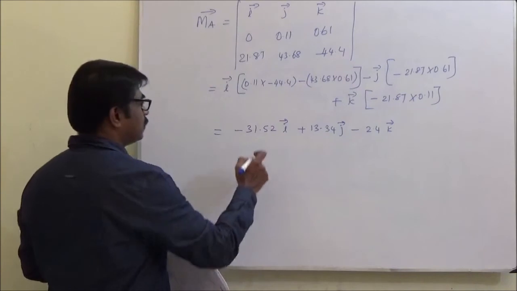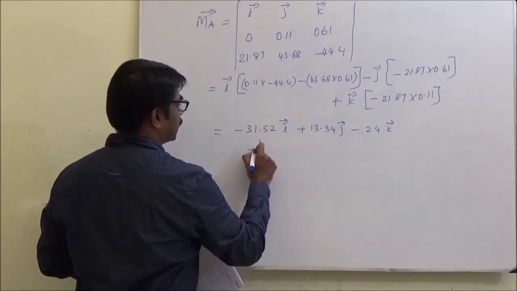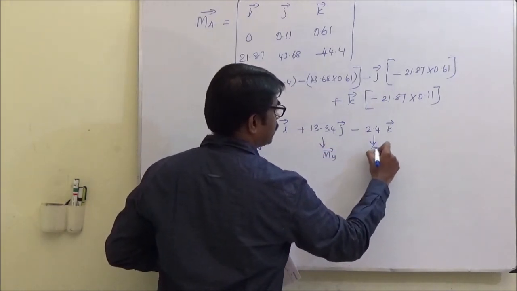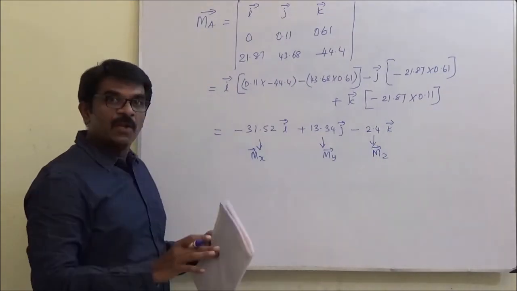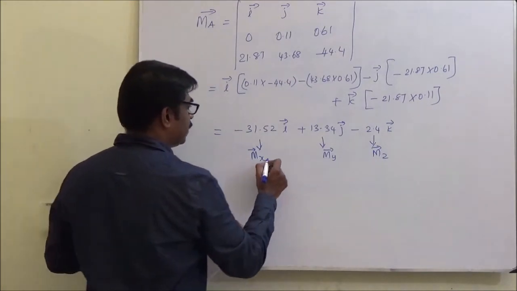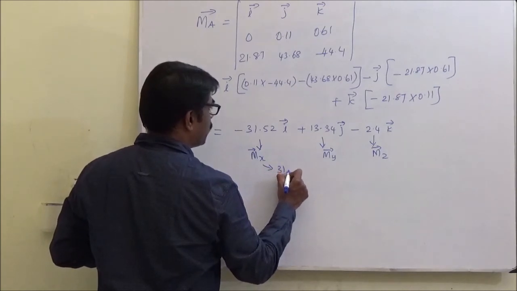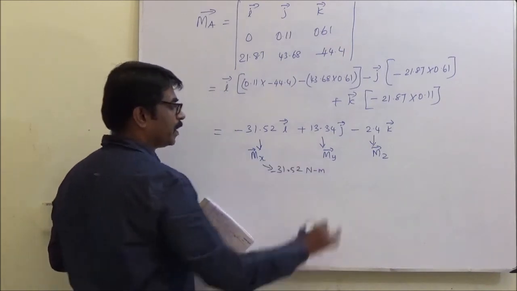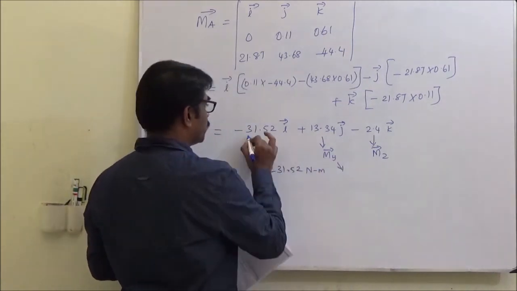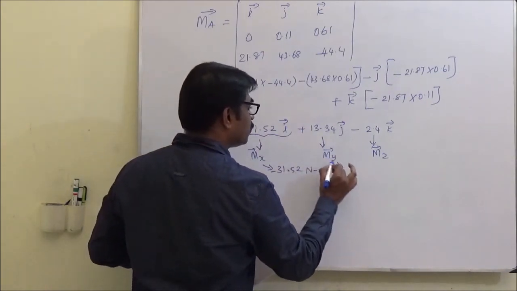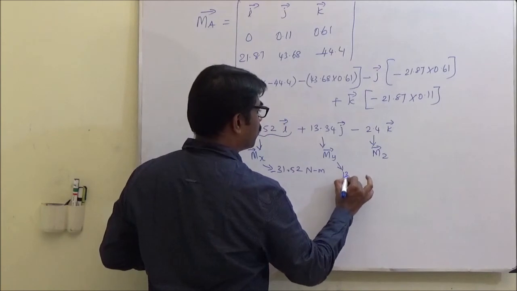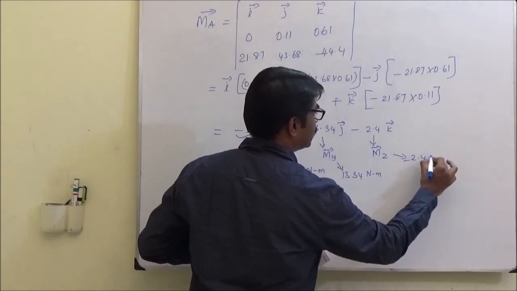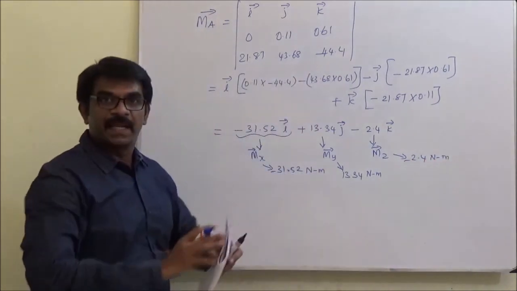Okay. Now this is mx vector, this is my vector, this is mz vector. So the value of mx is minus 31.52 Newton meter. So this is the vector, and now only the value: my value is 13.34 Newton meter. This is minus 2.4 Newton meter. We can obtain it like this.